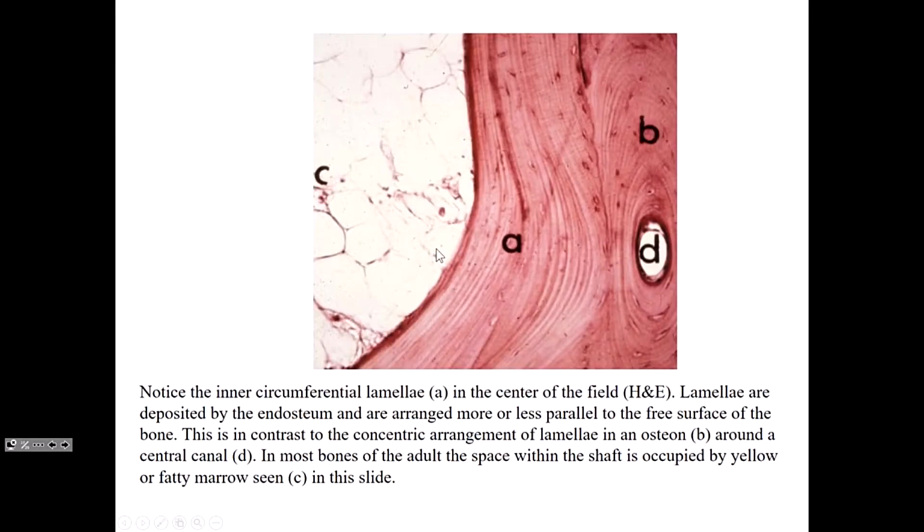Okay, now we're looking on the inner surface of a long bone. So this is the marrow cavity here. Here's our Haversian system, Haversian canal, and this would be the inner circumferential lamellae that runs all the way around the bone marrow cavity. Any questions?